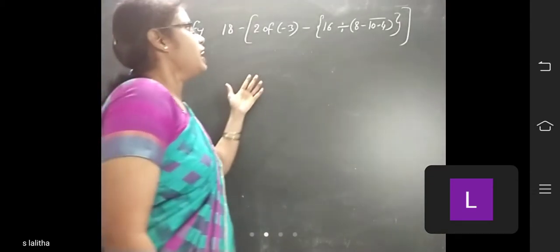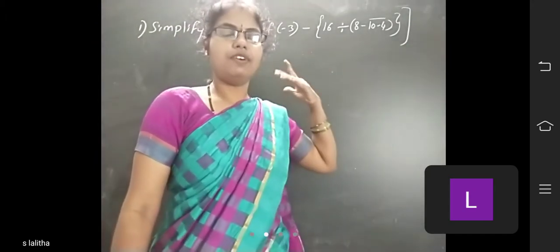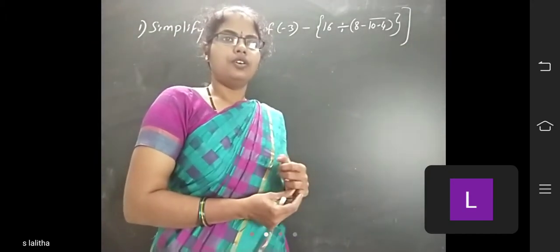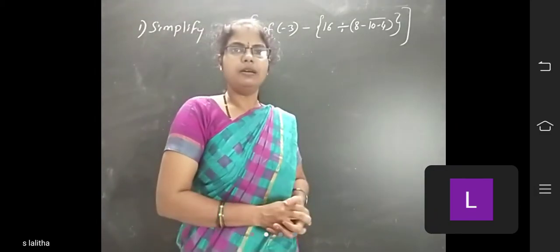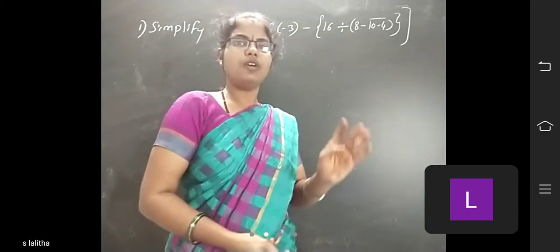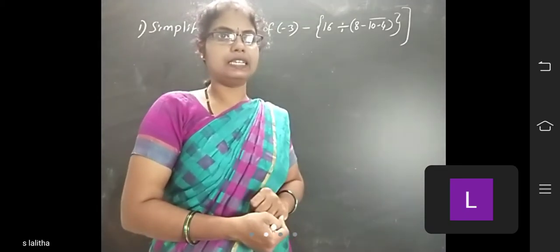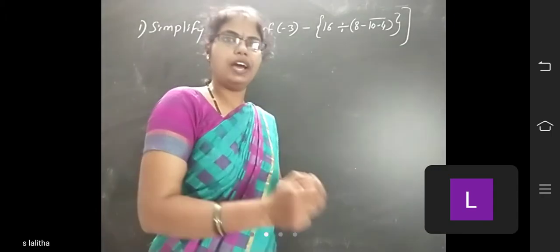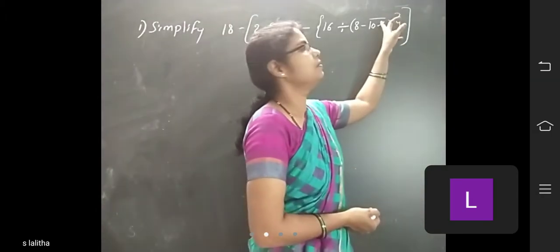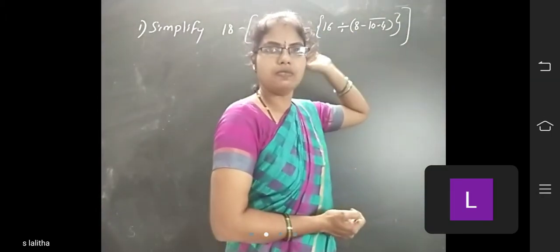In this one, brackets are there. First what should you do? You should simplify the brackets. We have four types of brackets. First, what should you remove? You should remove the vinculum. Where is the vinculum? Here. So you should remove this vinculum.